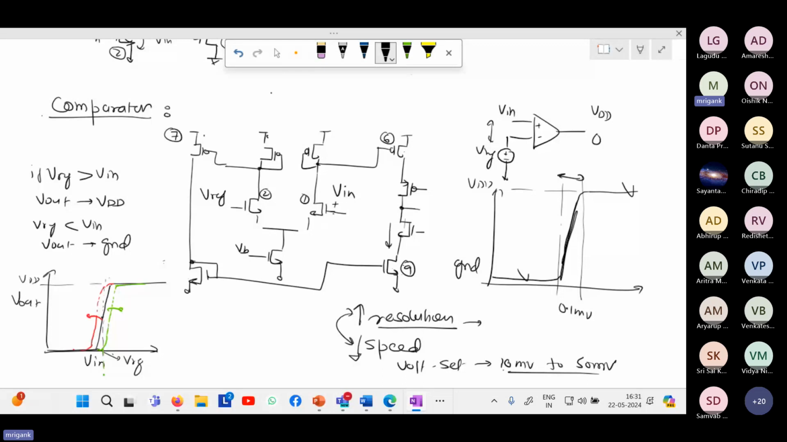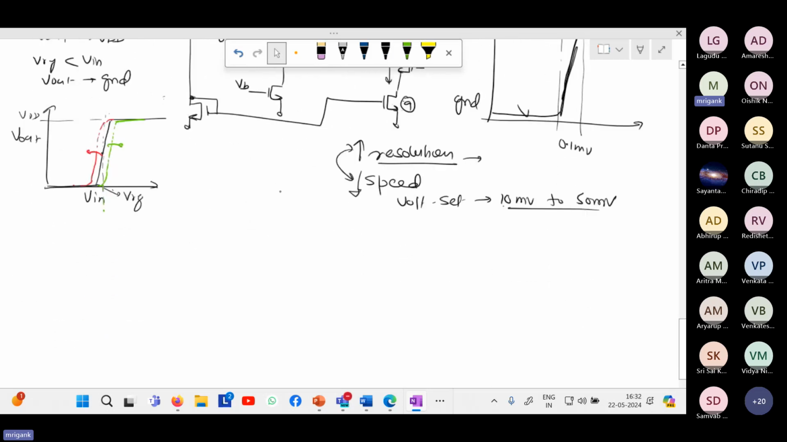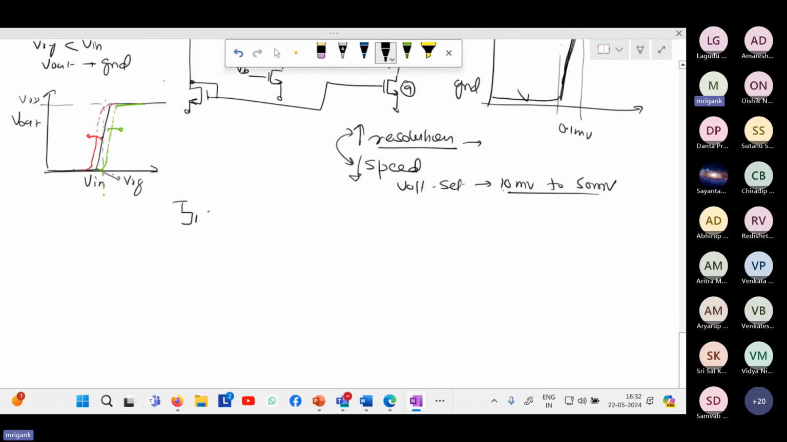In order to reduce the offset, we have to increase the matching between the input devices. So the input differential pair is going to be critical. You need to make sure that the devices are very well matched. This is one of them, but the other op-amp that we have studied, remember, the current mirror load, can also be used as a comparator.